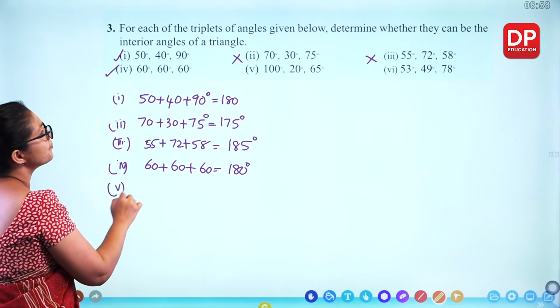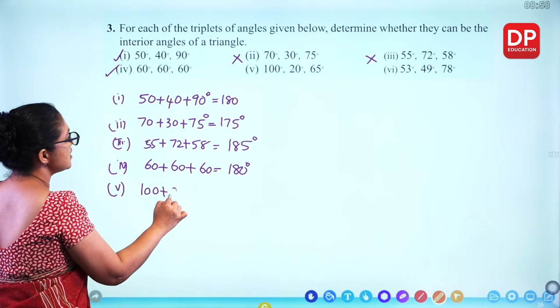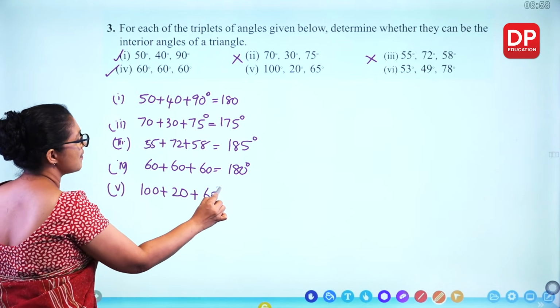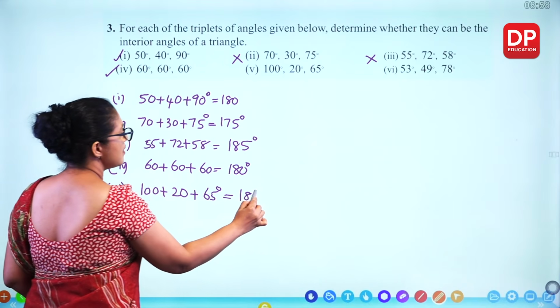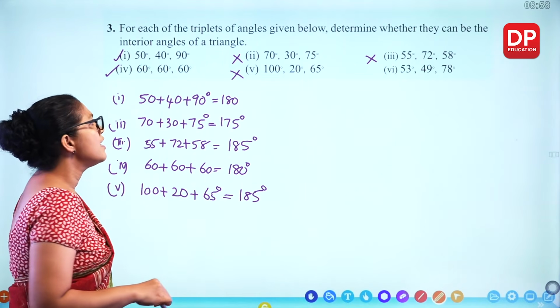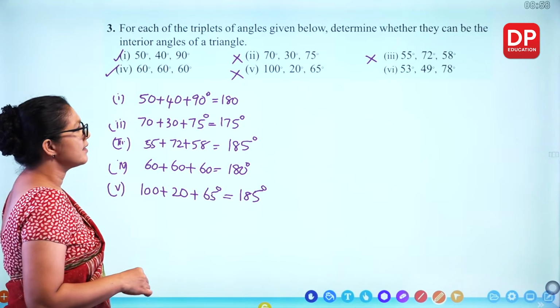Fifth one, 100 plus 20, 120. 120 plus 65, 185. So that means more than 180, you can't make a triangle.